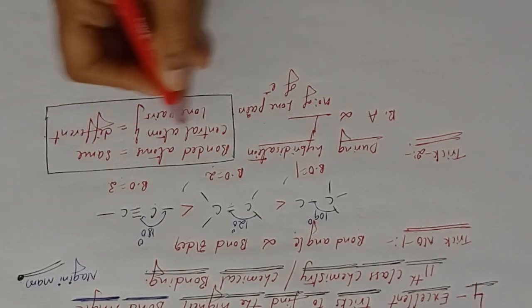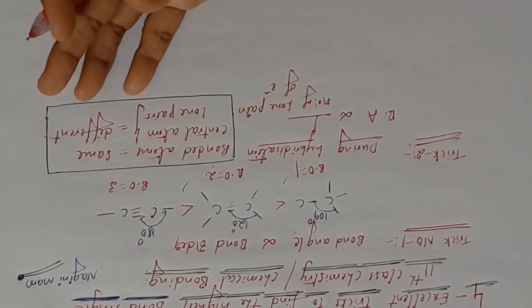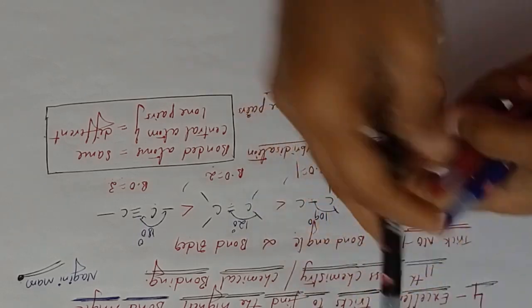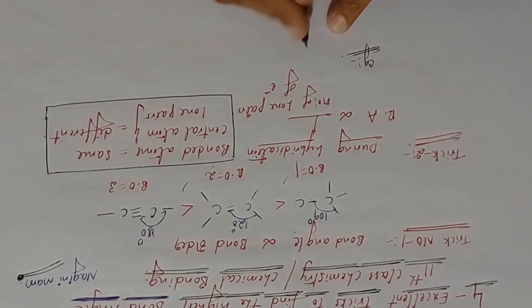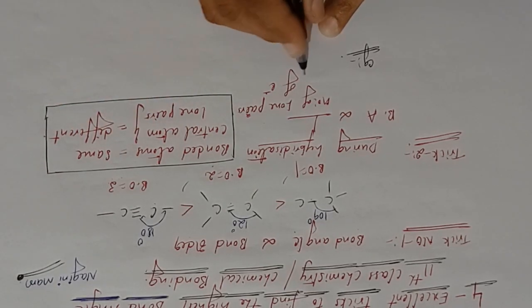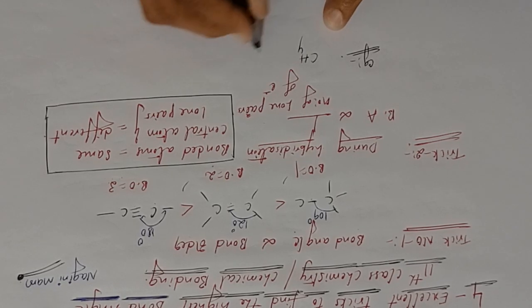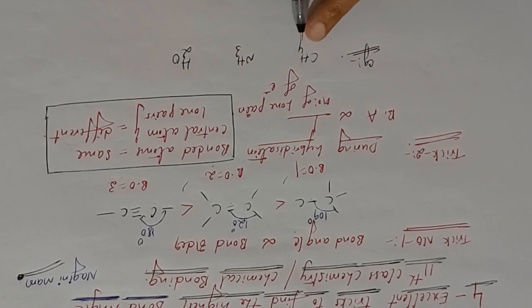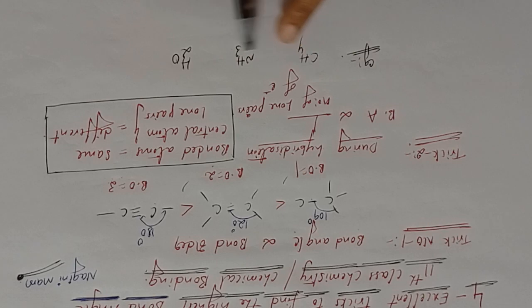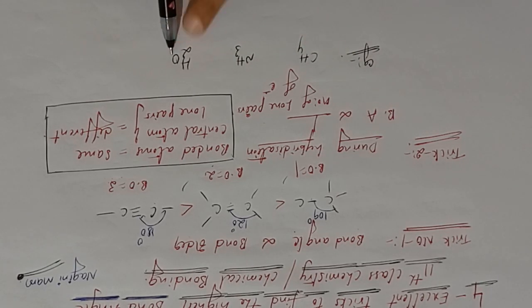So bonded atoms same, central atom and lone pairs different. Take one example, students: CH4, ammonia, water. Observe which has the more bond angle. Here there are 4 hydrogens as bonded atoms, here hydrogen, here hydrogen. Carbon is the central atom, nitrogen the central atom, oxygen the central atom.